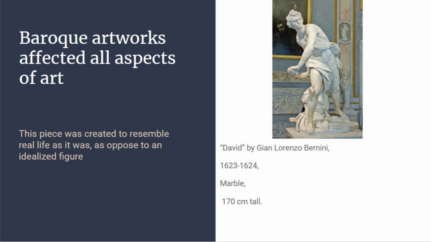And even his hair looks like it's flowing through the wind, even though it's just made out of marble. And finally, the statue is life-sized. It's 170 centimeters tall, or 5 feet 5 inches. And it was crafted this way too. The reason was to show that David was just a human like us, and not some god or man we could not achieve to be.